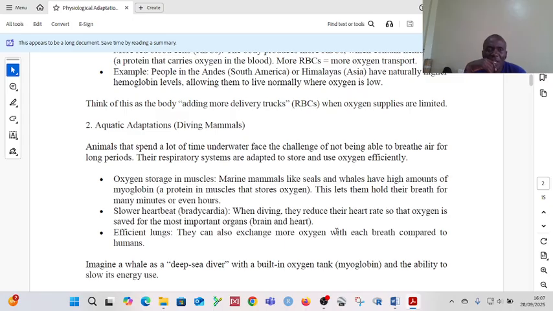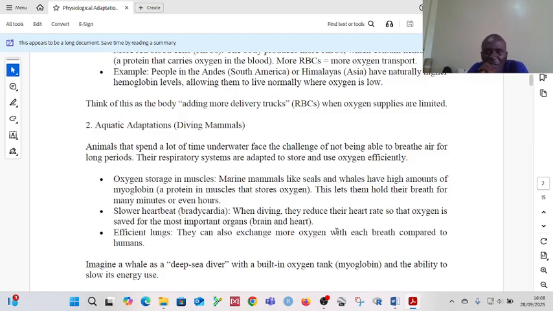What about in an aquatic environment? When you think of animals found in an aquatic environment, the diving animals, these are animals that spend a lot of time underwater. One of the challenges that they face is not being able to breathe air for long periods. So their respiratory systems have to undergo adaptations to allow them to store and use oxygen efficiently. Remember, these animals will not be able to breathe oxygen all the time because they are underwater.